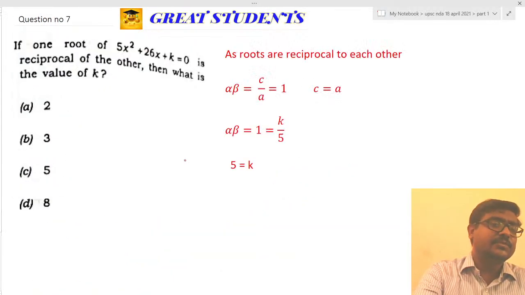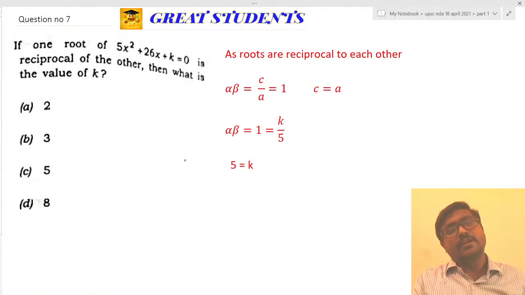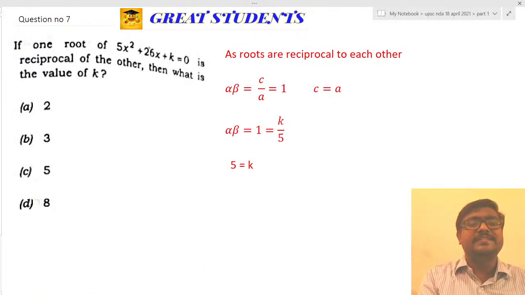Next we will move on to the next question, that is the 7th question. If one root of 5x square plus 26x plus k equal to 0 is the reciprocal of the other.